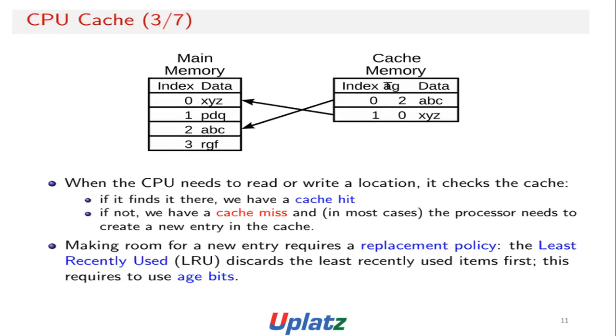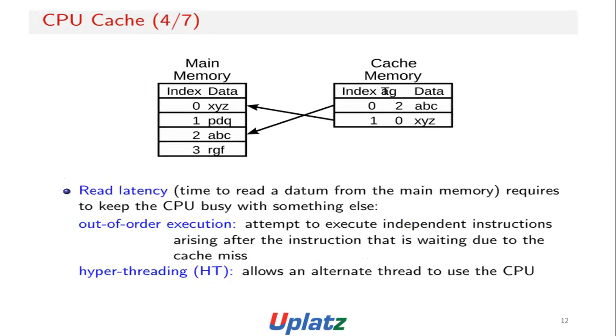In cache, each location has a tag storing the address of the corresponding cached datum. When the CPU needs to read or write a location, it checks the cache. If it finds it there, we have a cache hit. If not, we have a cache miss, and in most cases the processor needs to create a new entry in the cache. Making room for the new entry requires a replacement policy. The least recently used policy discards the least recently used item first. This requires the use of an age bit.